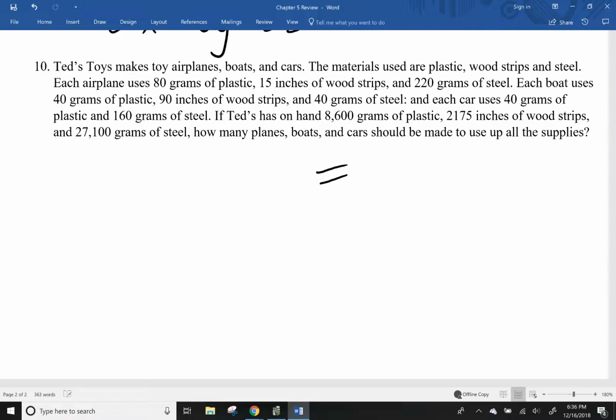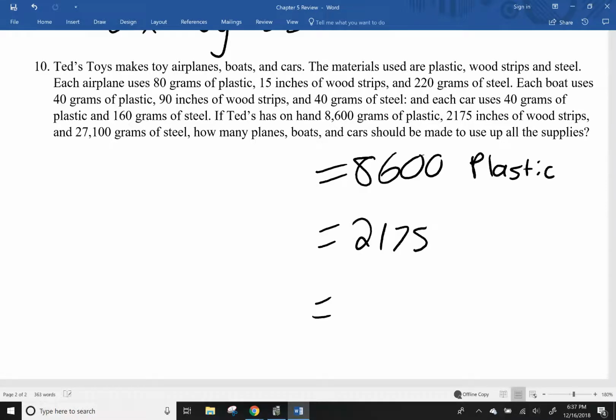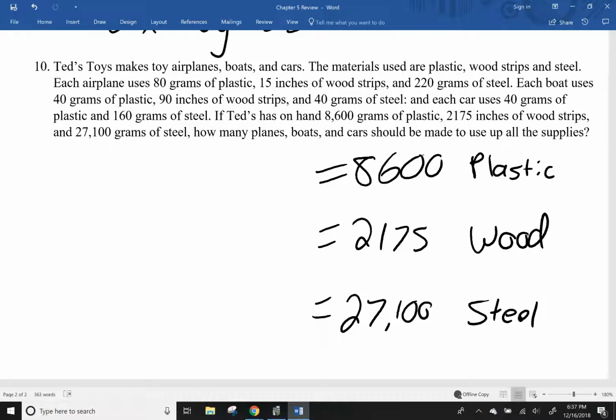So again, look at your totals. We have totals for the materials. We have 8,600 in terms of plastic. So we'll have a total equation for plastic. We have 2,175 inches of wood strips. We'll have an equation for wood strips, and then 27,100 grams of steel. So we'll have an equation for steel. So let's focus on the plastic first.